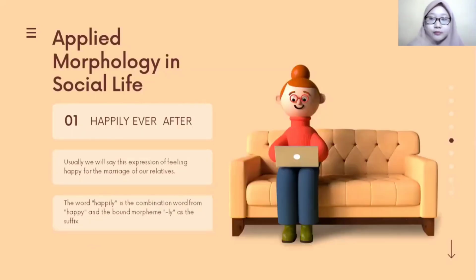Now we move on to the applied morphology in social life. The first one is happily ever after. This expression we usually say to express our happy feeling for the marriage of our relative. The word happily is the combination of happy and the bound morpheme ly as the suffix.